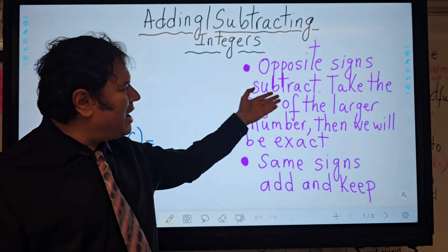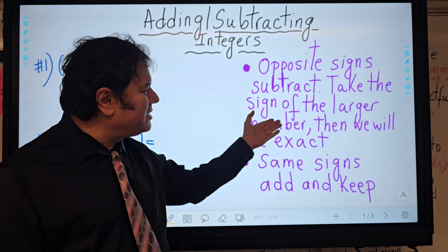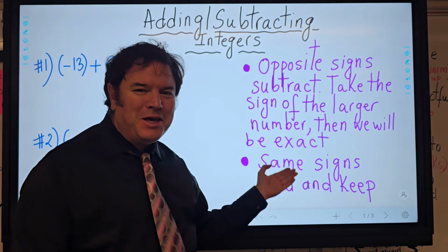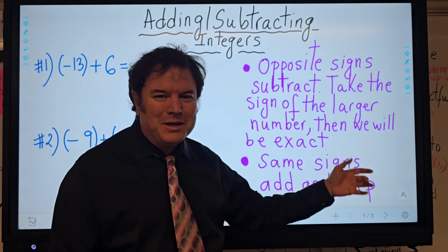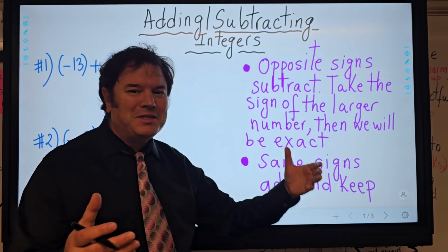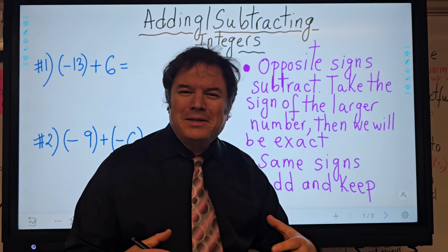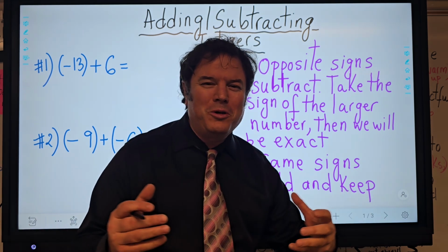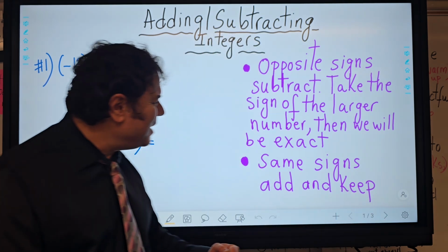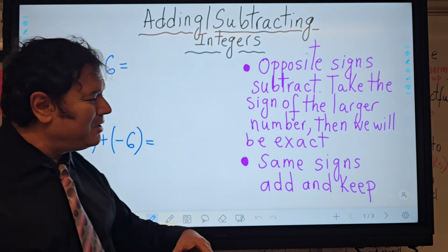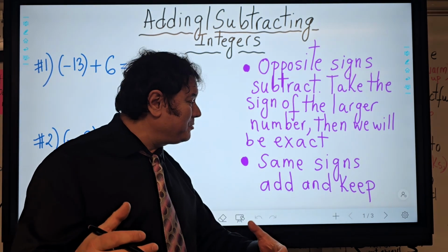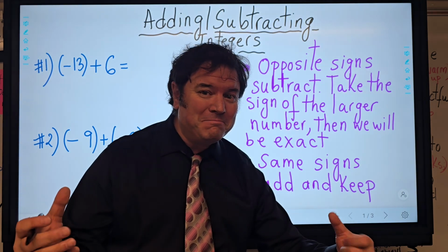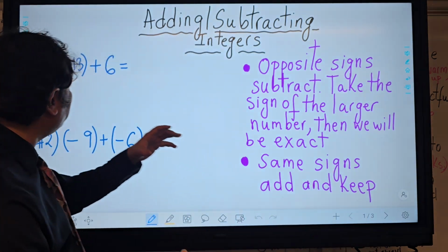We have here: opposite signs subtract. Take the sign of the larger number, then we'll be exact. Let's do it again. Opposite signs subtract. Take the sign of the larger number, then we'll be exact. And then the second one: when we have the same signs, we say same signs, add and keep. Okay, let's take a look at the example.